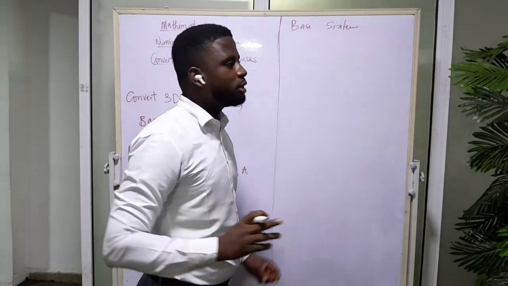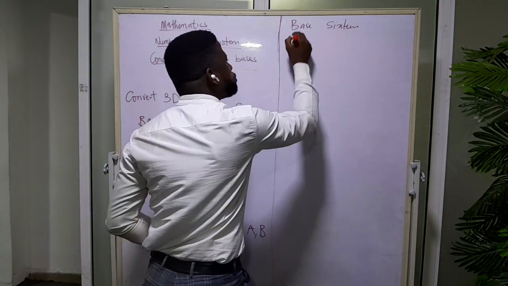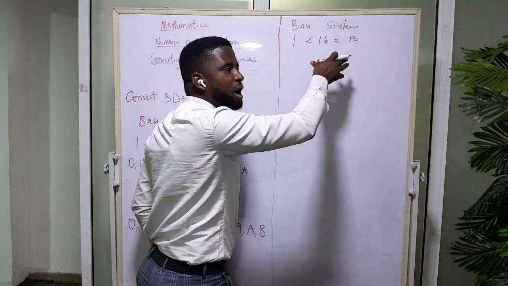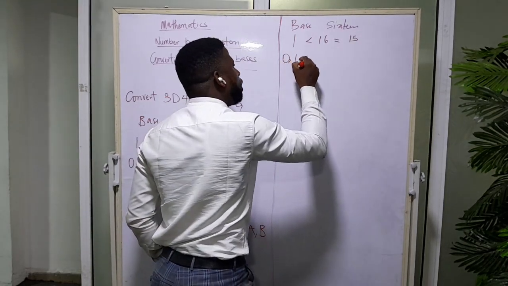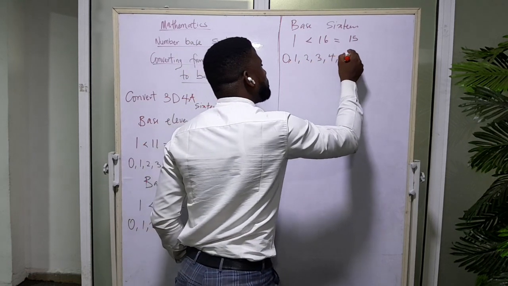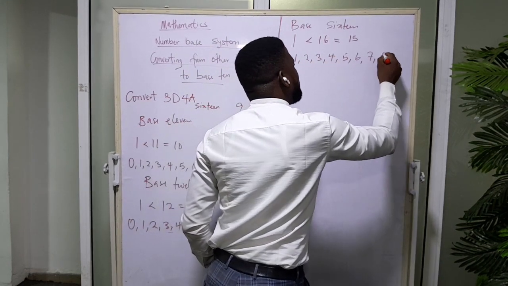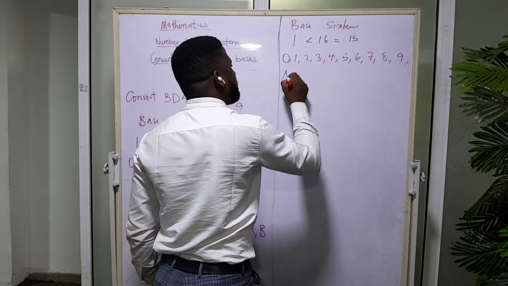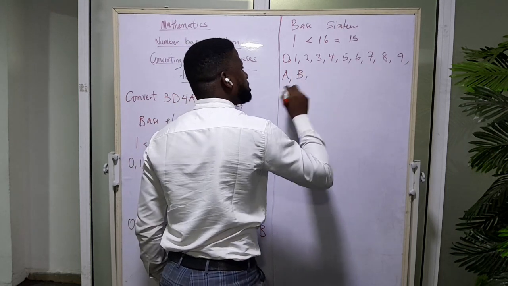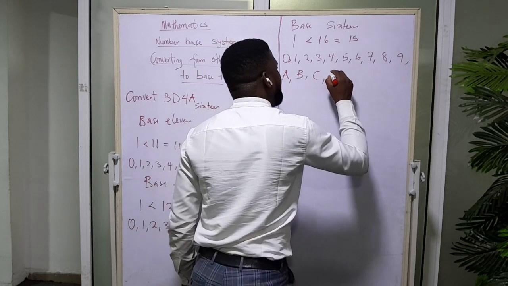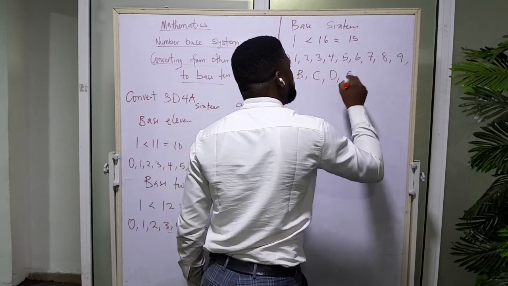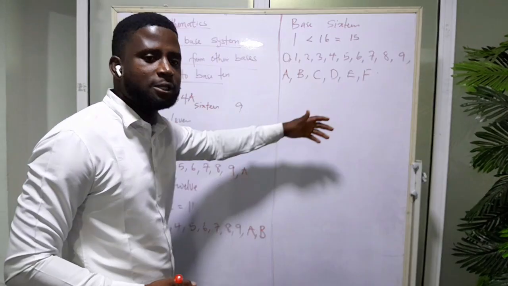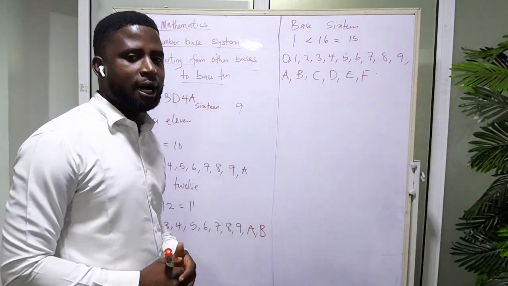Of course, the same thing for base 16. The greatest number you can find in base 16 is 1 less than 16, which is 15. So the primary numbers in base 16 are 0, 1, 2, 3, 4, 5, 6, 7, 8, 9. After 9, we represent with the alphabet. We have A, which is 10, B, which is 11, C, which is 12, D, which is 13, E, which is 14, and F, which is 15. So these are the primary numbers in every base higher than base 10.